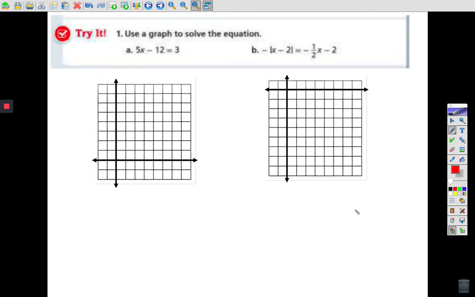So now we are going to try to graph to solve our equations. I know your graph doesn't have any lines yet, so I want you to go ahead and draw the lines on the graph for me.